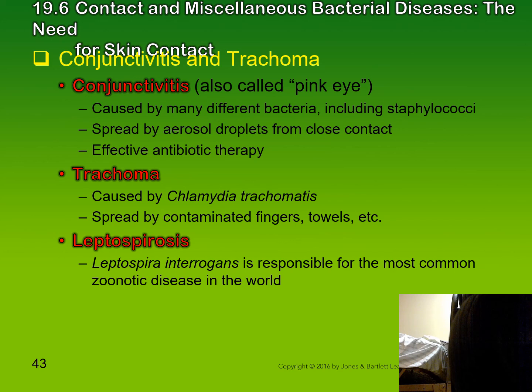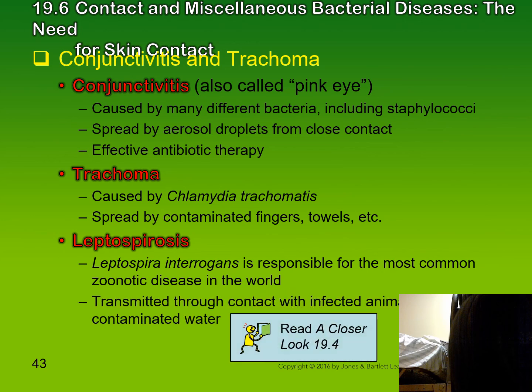Leptospira interrogans is responsible for the most common zoonotic disease in the world. Zoonotic means that it's an animal-borne disease. And here it is transmitted from contact with the infected animal or their contaminated water.